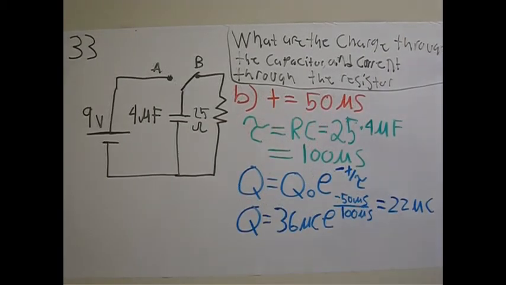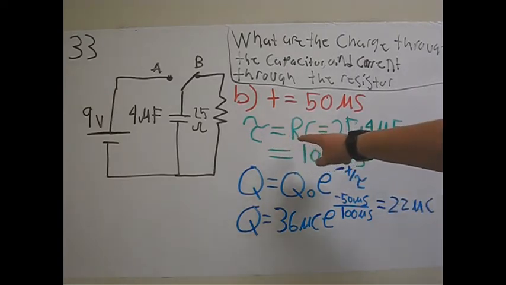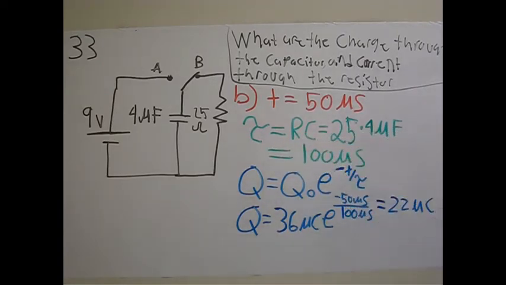Part B asks us to find the charge through the capacitor and the current through the resistor at time t equals 50 microseconds. To do this, we need to start by finding the time constant, which is tau equals resistance times capacitance, which gives us 25 times 4 microfarads, which is equal to 100 microseconds.